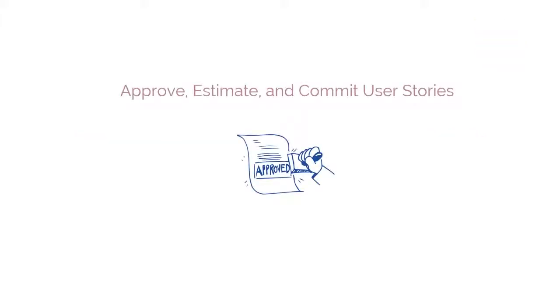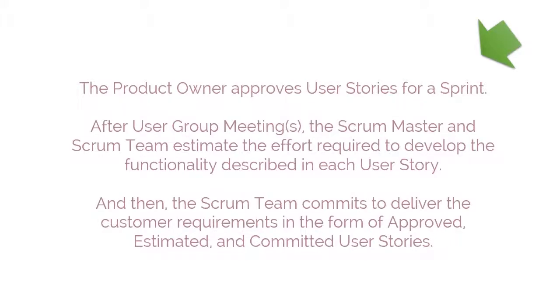The next process is Approve, Estimate, and Commit User Stories. In this process, the product owner approves user stories for a sprint. After user group meetings, the Scrum Master and Scrum Team estimate the effort required to develop the functionality described in each user story. And then, the Scrum Team commits to deliver the customer requirements in the form of approved, estimated, and committed user stories.